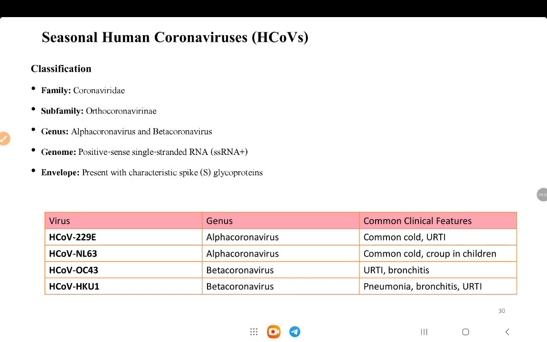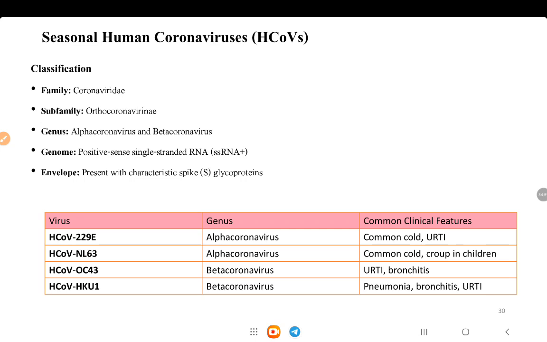We have many types of viruses belonging to this genus: the human coronavirus 229E, the human coronavirus NL63, the human coronavirus OC43, and the human coronavirus HKU1. All of them belong to different subgroups. You can see 229E and NL63 belong to the alpha, and the OC43 and HKU1 belong to the beta.